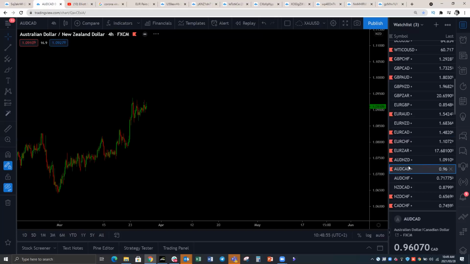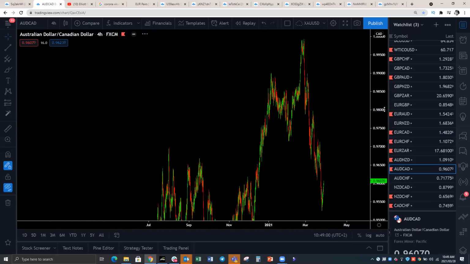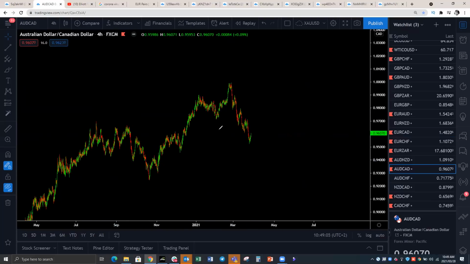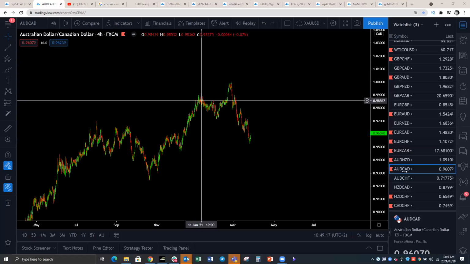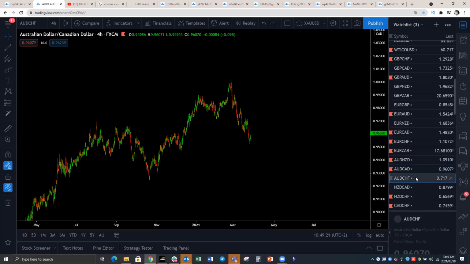AUDCAD. Okay, AUDCAD, we have made a push to the downside. We're expecting a pullback here in 3 waves. Let's just have a look here. Let's get the 3 waves here: 1, 2, 3. A pullback here. Right, so that is AUDCAD. Check out last week's video to see the bigger structure on this.